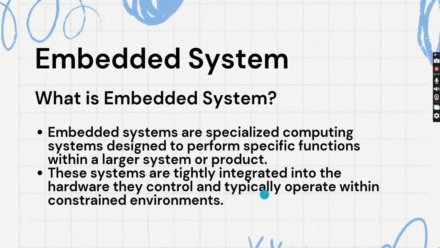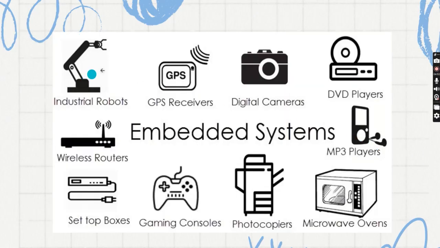They control and typically operate within the constraints of their environment. Only in particular situations will they activate, either manually or independently based on situations. It works and controls. Examples of embedded systems: industrial robots, which contain microprocessors and programs, and also GPS receivers, digital cameras, DVD players, Wi-Fi routers, set-top boxes, gaming consoles, microwave ovens, photocopiers, and washing machines. We are doing that one.